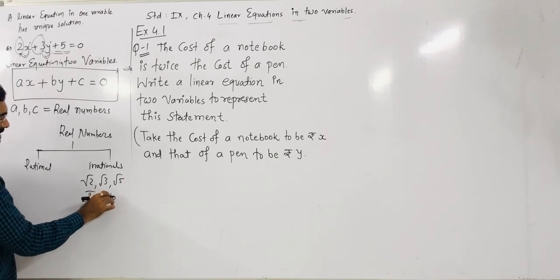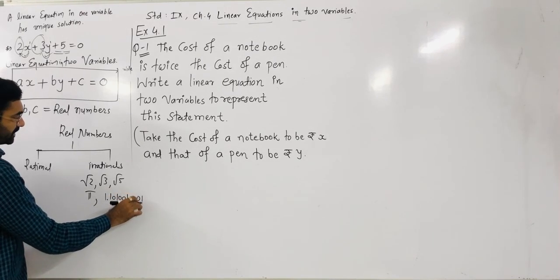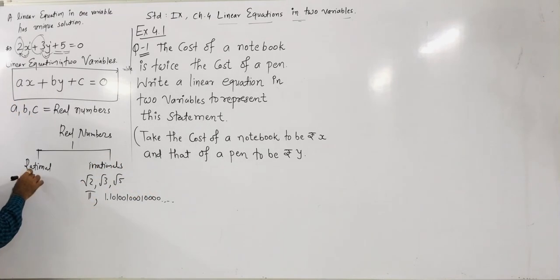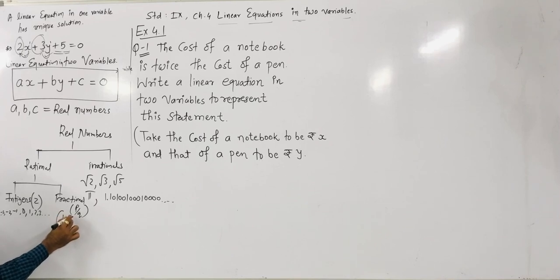Any number which is non-repeating and non-terminating, that type of number is called an irrational number. But among rational numbers you can represent the integers, which are represented by capital Z, in which 0, 1, 2, 3, all positive numbers, 0 and all negative numbers are included. And here are our fractional numbers. A fractional number is represented in p by q form. P by q means what? 1 by 2, 5 by 2, -3 by 2, -3 by 5. All these types of numbers are called fractional numbers.